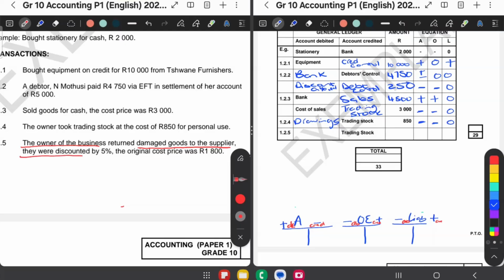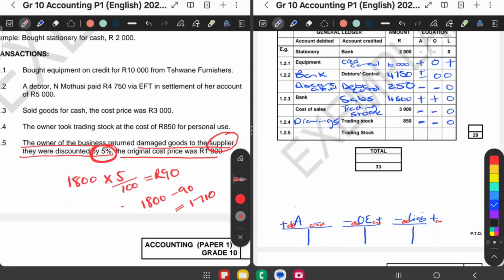They were discounted at 5%. The original cost price is 1,800. Okay, so we are returning goods to the supplier. Now, a supplier is always creditors control, eh? But it's now discounted by 5%. So let's quickly work out the amount. So first I'm going to work out what's 5% of 1,800. And that is 90 Rand. So that's the discount. Okay. So now I'm just going to minus the discount from this. So I'm actually going to return it at this price. There we go.